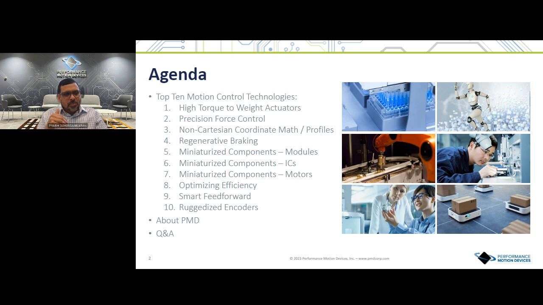The third topic that we'll try to cover is, if you look at a regular robot, an arm robot, it does a lot of non-Cartesian coordinate math, unlike a SCARA robot that's on a gantry. So we'll walk through how you accomplish that. And then we'll move on to regenerative braking, how you can accomplish that with our chips. Then we'll move on to some other topics on miniaturized components. We'll walk through modules, ICs, and motors, and how you can pick them.